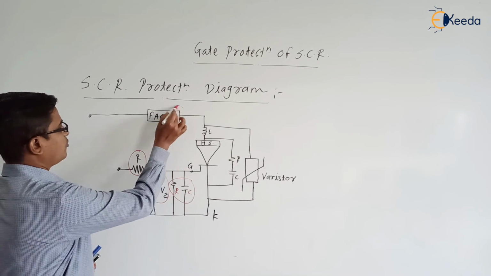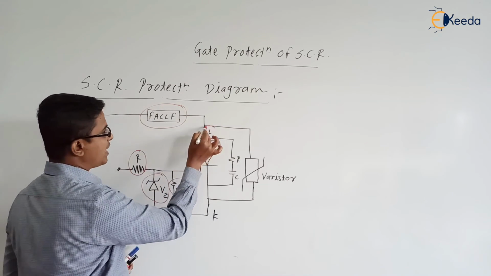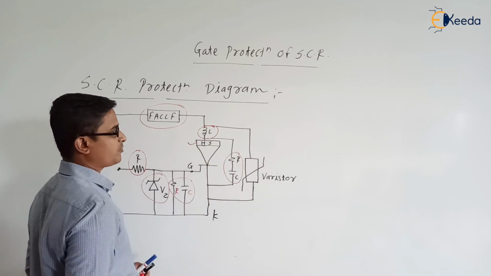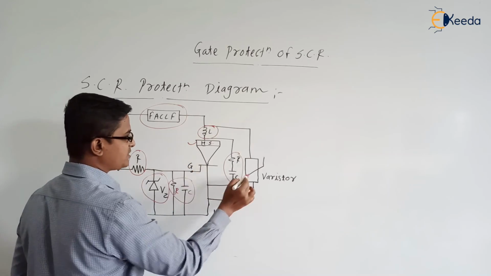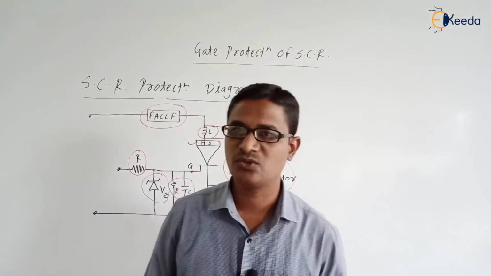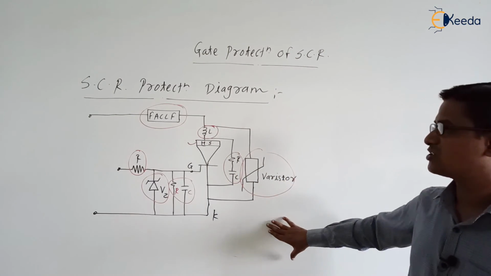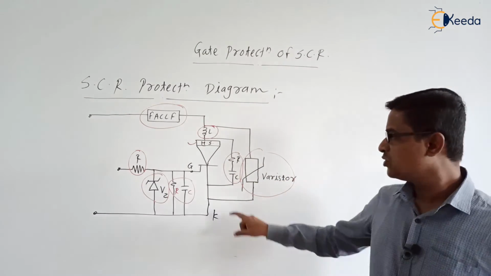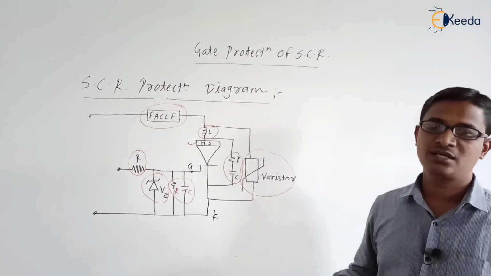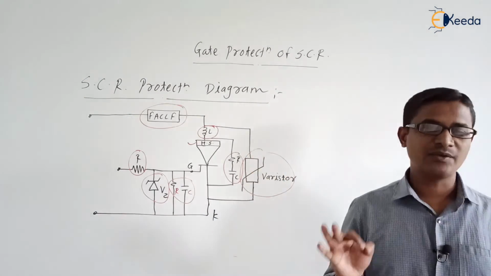Okay, this is overcurrent protection, high di by dt protection, high dV by dt protection, temperature protection or protection against high temperature, and the varistor is for over voltage protection. So this is the overall protection of the SCR. Strictly speaking, we are having a very small device, that is the SCR, but we need to protect that device against all these parameters. Are you getting the point?